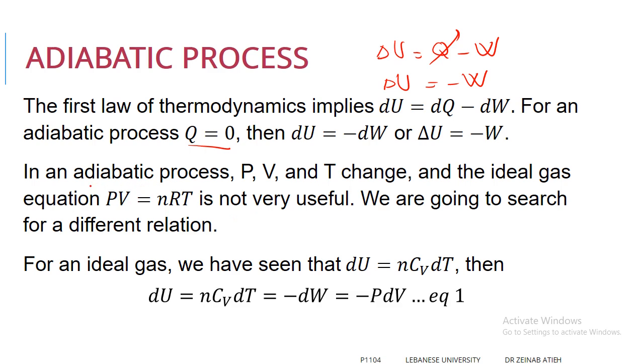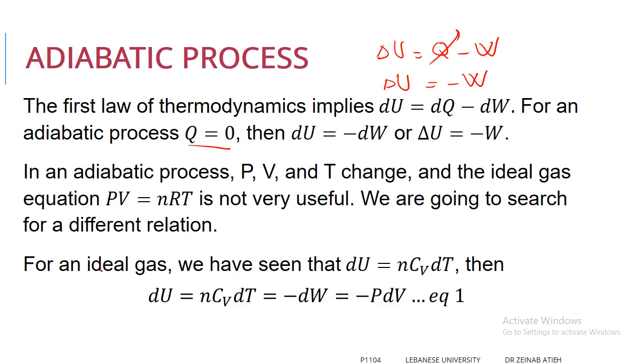You all know that in an adiabatic process, P, V, and T change. So it's not as in the case of an isochoric process, where we have a constant volume, or isobaric, where we have a constant pressure, or isothermal, where we have a constant temperature. Whereas in the adiabatic process, P, V, and T all vary together.